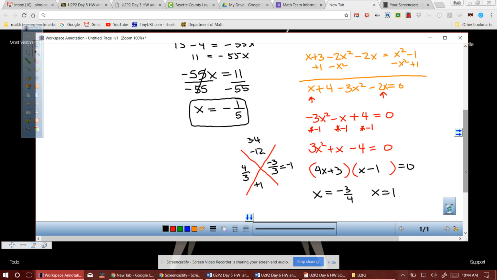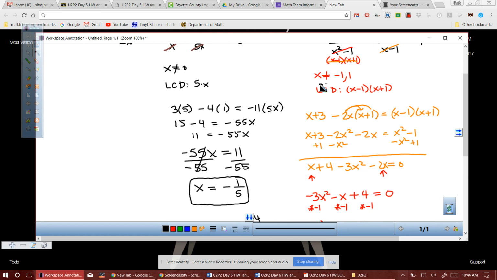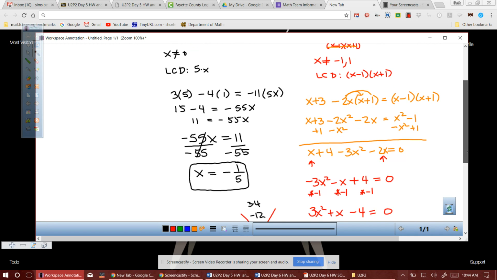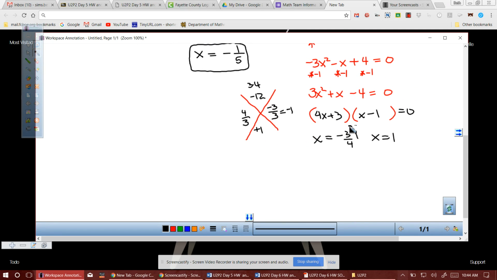So I'm ready to circle my answers, but I noticed, wait a minute, we said x cannot equal negative 1 in this problem right here. So that means I will only circle this problem because it's not in that list, and I'll mark that out. And this is our first real example where we see that extraneous solution. So remember, that's that solution that worked out with algebra, but didn't work out in the problem.